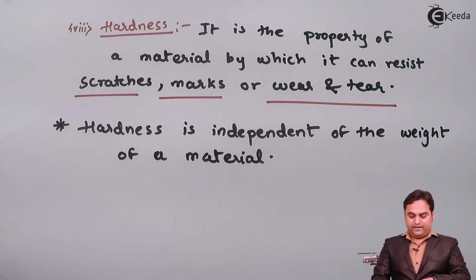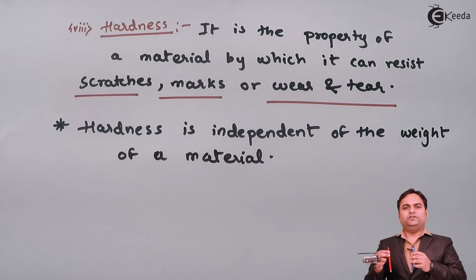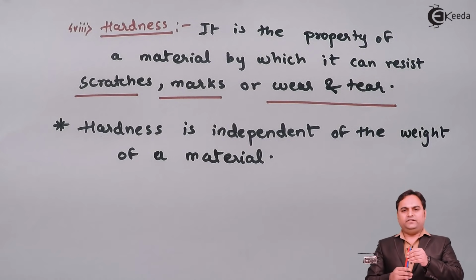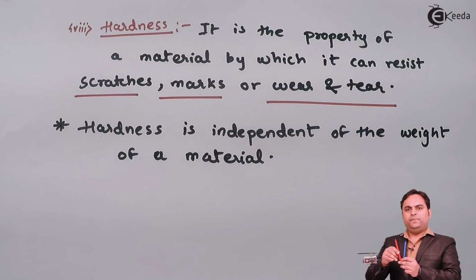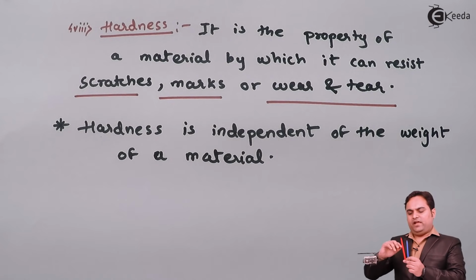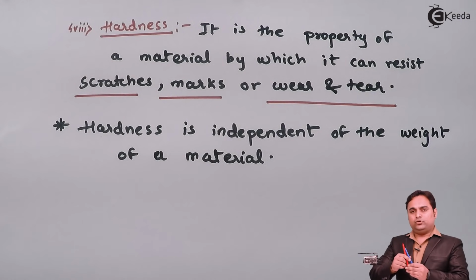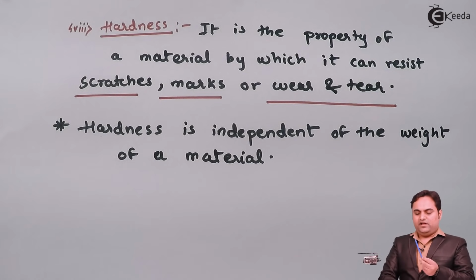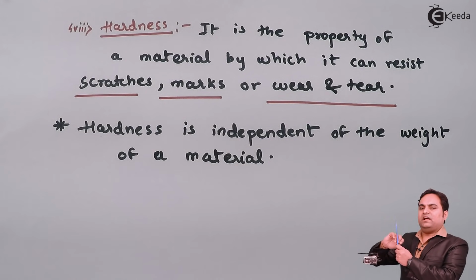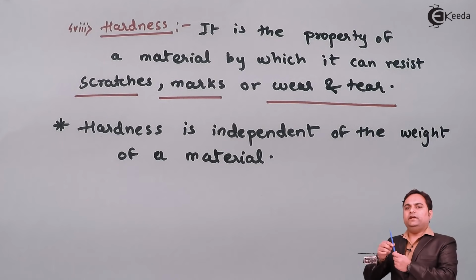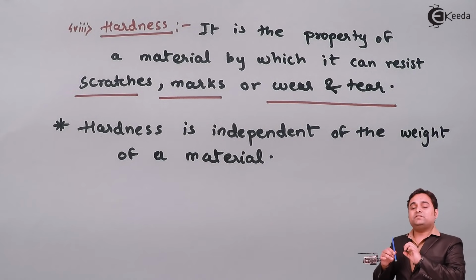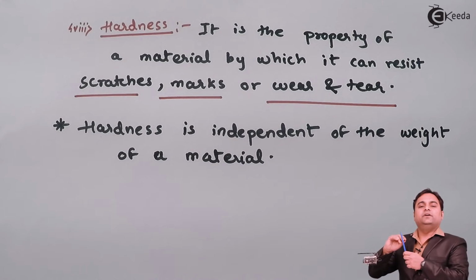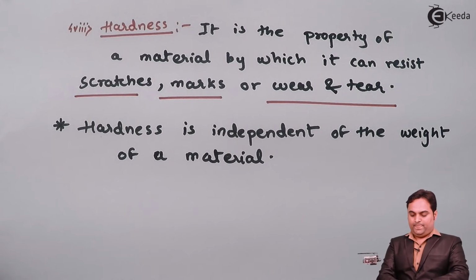And like for example, here I have these two different color pens. If I want to decide their hardness, then I would be scratching, I would be marking on each of the pens. And if I am able to mark very easily, or I am able to scratch, for example this red pen, if I am able to scratch this easily, it means it is less hard. Or if this blue pen, if scratching the blue pen is difficult, it means it is more hard. So hardness is regarding the scratches or wear and tear which is produced on the surface.